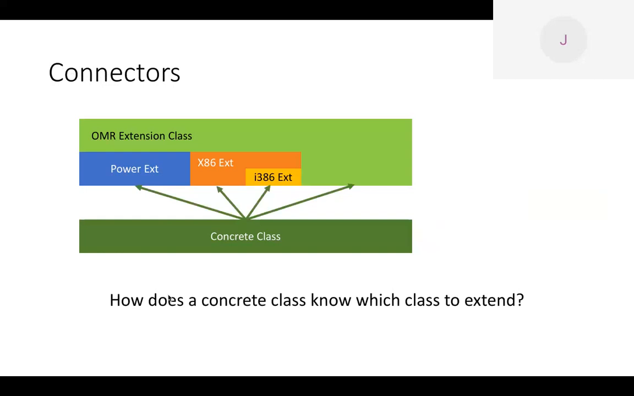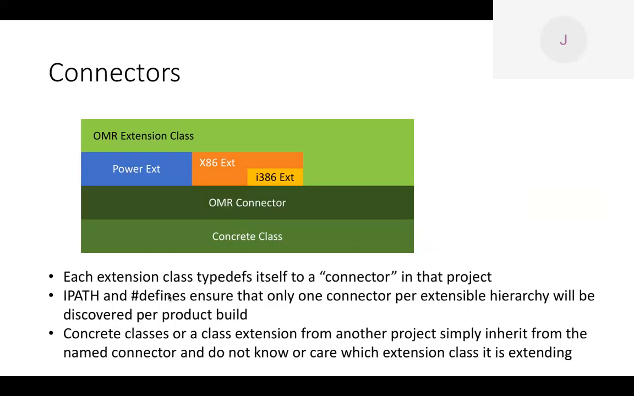Okay, so that's the question I asked before. How does the concrete class know what class to actually extend? Well, we define something called a connector. And each extension class has to basically provide a typedef of itself to a connector in that project. And then the ifdefs and other preprocessor-defined magic come into play to ensure that only one connector per hierarchy will actually be discovered in any particular product build.